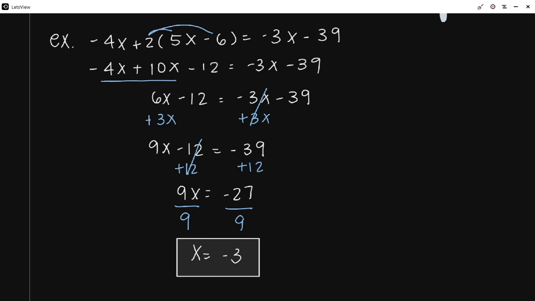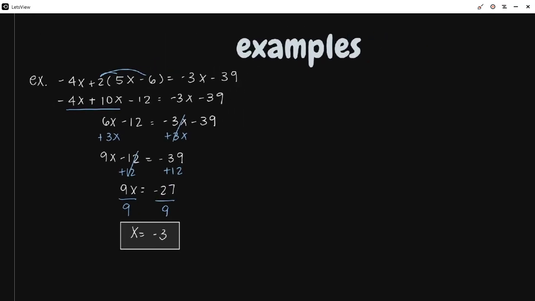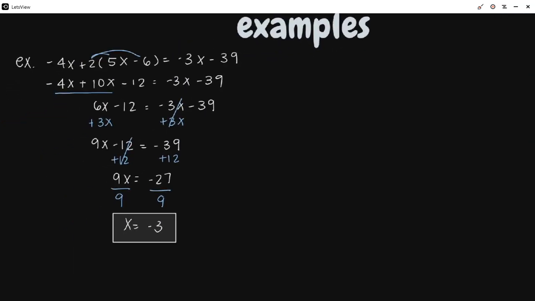Alright, there we go. And then the last step would be to check, so we would plug in negative 3 into the original equation. So, we'll do that.